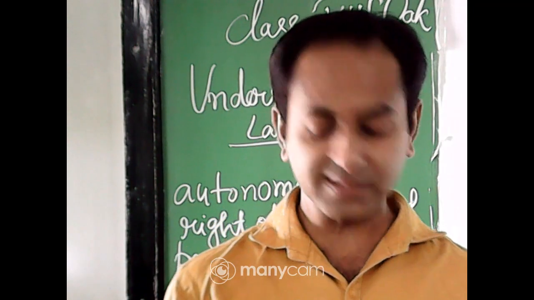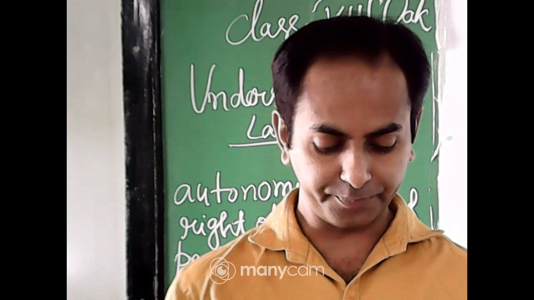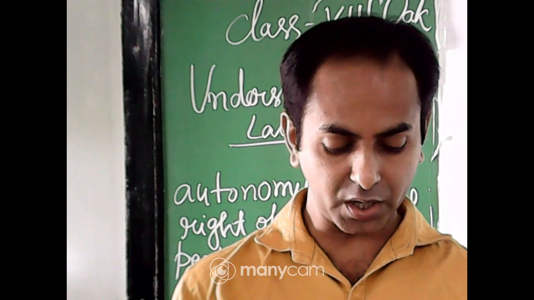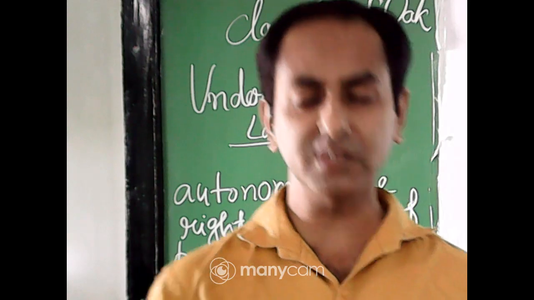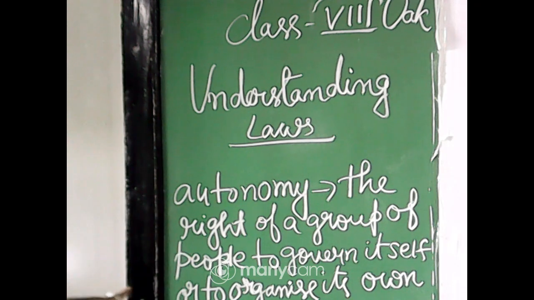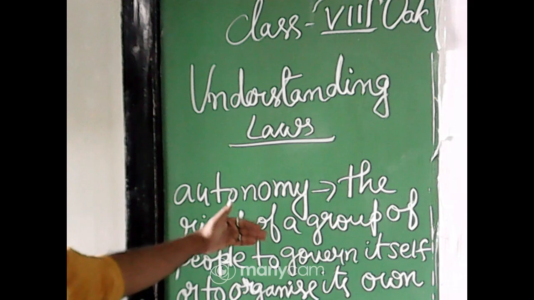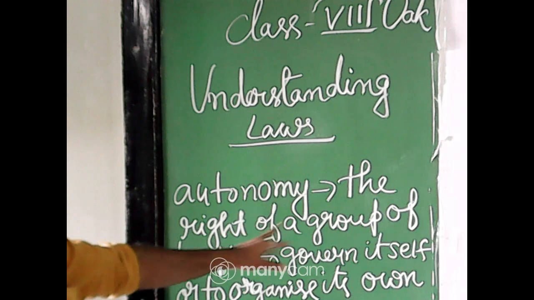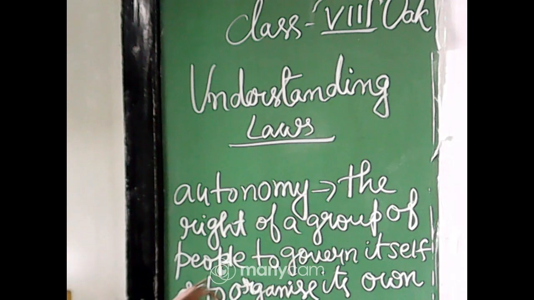But was it always like this? No. We all know that it is not the same. In ancient India, there were innumerable and often overlapping local laws. Different communities enjoyed different degrees of autonomy in administering these laws. Autonomy meaning, I have written on the board, the right of a group of people to govern itself or to organize its own activities. Actually, here the space is quite less. That's why I couldn't write the other meanings of the tough terms. So I have written this one only, autonomy. The right of a group of people to govern itself or to organize its own activities. You can write if you want.